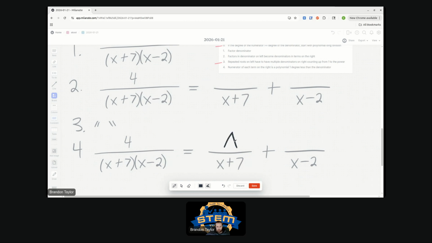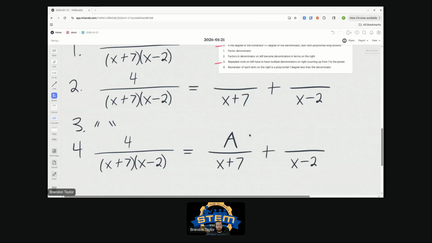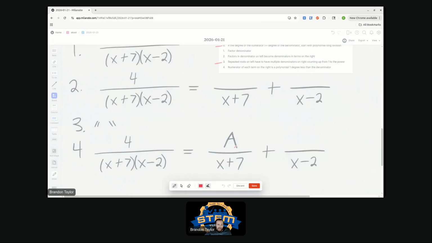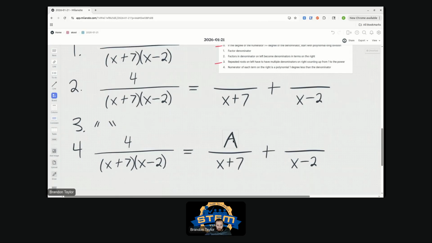That's why we have to write just a normal letter. We're just using capital A. Why are we using capital A? Basically because we ran out of constants, so we went back to the beginning of the alphabet, right? So this is like A is going to be some number. We don't know what it is, but we'll figure it out later. We're just trying to set it up properly.